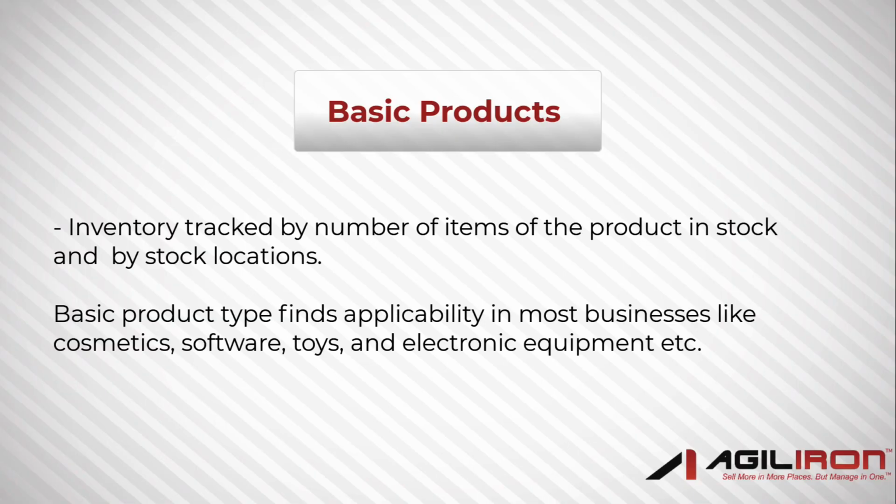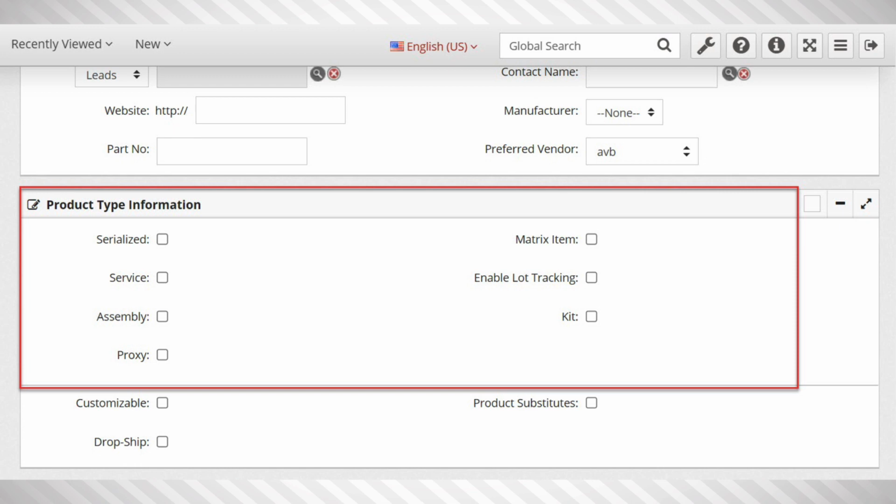First, let's look into basic products. This is the simplest of all product types and includes products that are commonly used in various industries. To name a few, cosmetics, software, toys, and electronic equipment. Usually, a basic product is created by default if none of the other product types is selected. For basic products, inventory is usually tracked by the number of items in stock. If the business maintains inventory in multiple stock locations or warehouses, the inventory is tracked by stock locations.